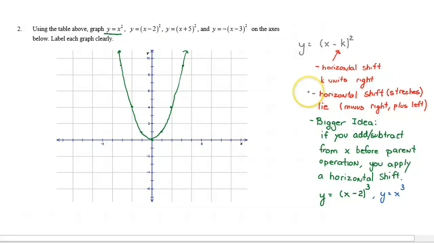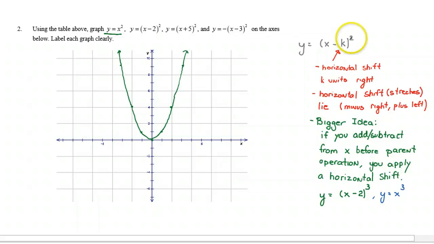In fact, the same thing applies with stretches in a slightly different manner, though we're not going to look at horizontal stretches this year. So with horizontal shifts, we know that if it's a minus, it's shifted to the right, and if it's a plus, it's shifted to the left. Again, we always like to think of bigger ideas. We teach this concept, and then students get to grade 11 and learn a variety of other types of relationships. The bigger idea is that if you add or subtract from x before the parent operation, you apply a horizontal shift.